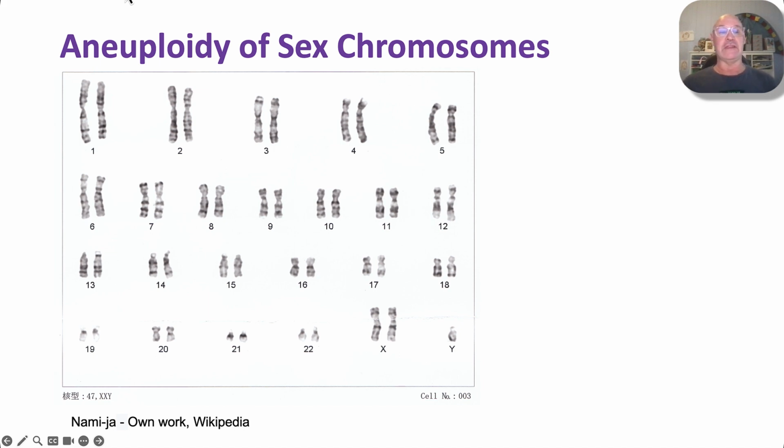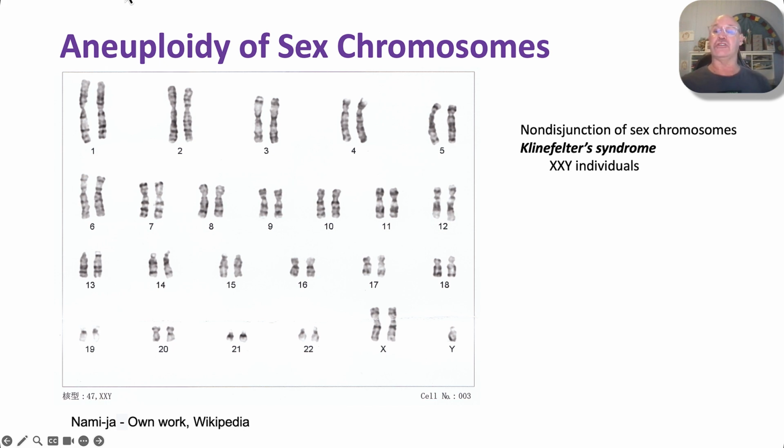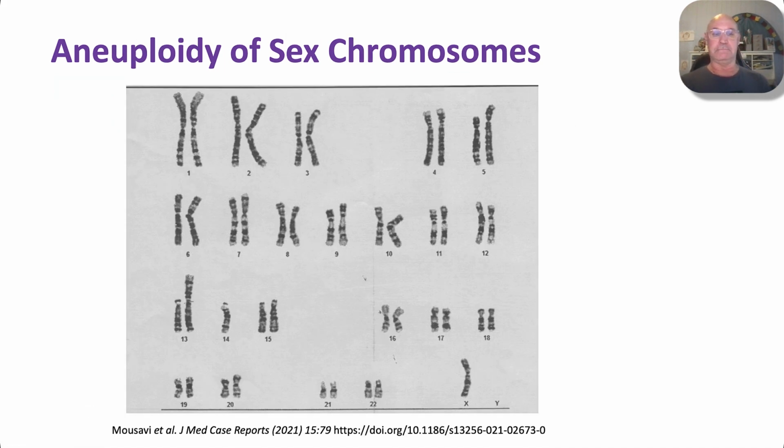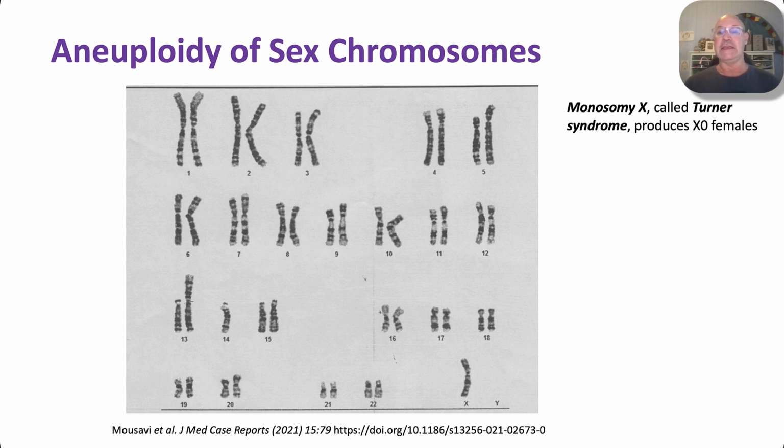Have a look at this one, see if you can identify the issue here. So this is non-disjunction of sex chromosomes, so you can see that there's two X's. So this individual is XXY, so they've got two X chromosomes and a Y chromosome. This is called Klinefelter syndrome. And another one, so this one here is monosomy X. This is also called Turner syndrome. And so it produces females that are XO, or X0. So there's only one X chromosome and there's no Y chromosome.